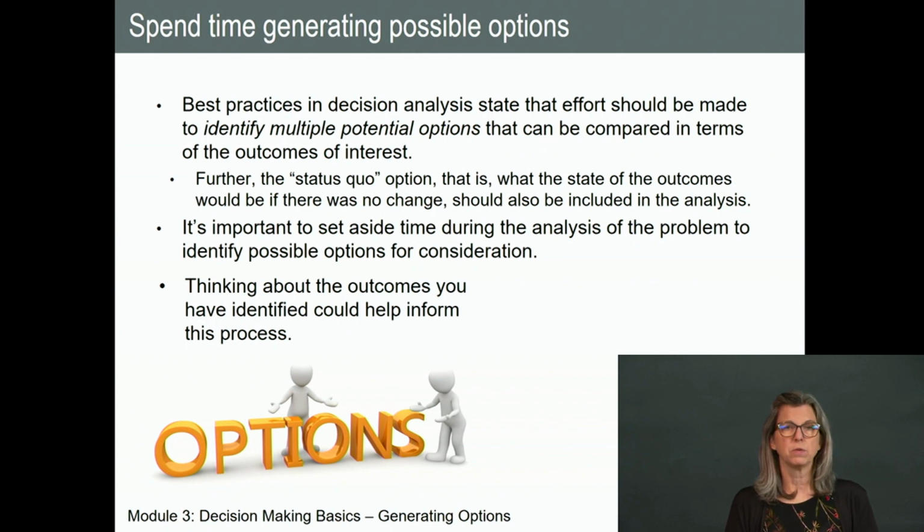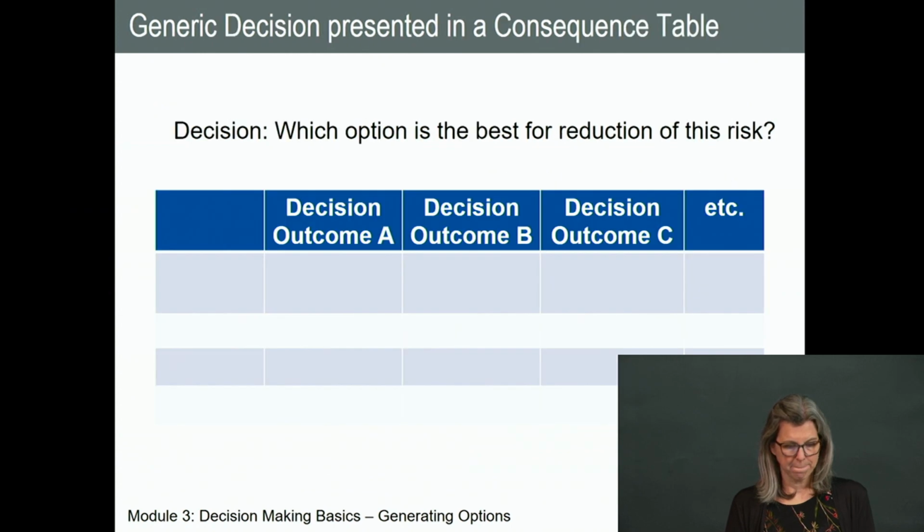So thinking about the outcomes you've identified, the things that you care about, the things we talked about in Module 2, the risk metrics, other things like cost and so on, thinking about those might help you identify additional options. So again, this is the consequence table from last time. It's where the outcomes are across the top of the table here, labeled generically, and then we'll fill it in through the rest of this module.